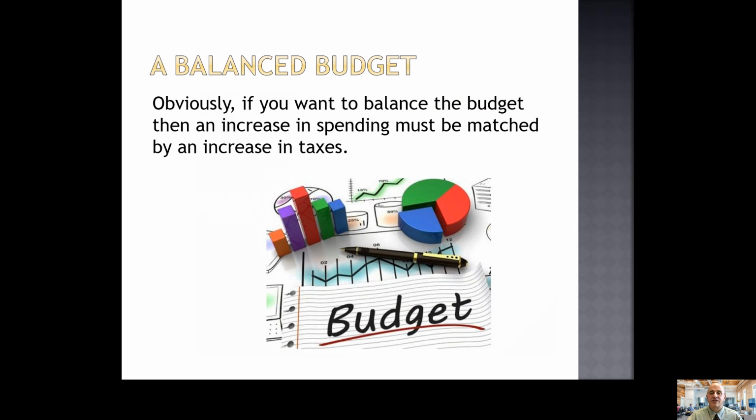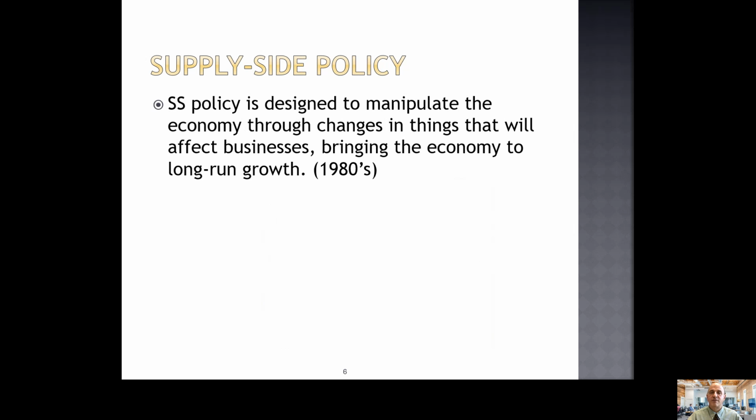The chapter also discusses the notion of a balanced budget. And obviously, if the government wants to balance its budget, if it increases its spending, it's going to need the money from somewhere, so it would have to increase its taxes also. And so the chapter will discuss the notion of a balanced budget, as well as some of the realities that Keynes actually had some challenges.